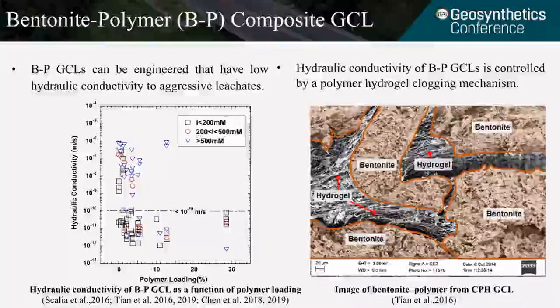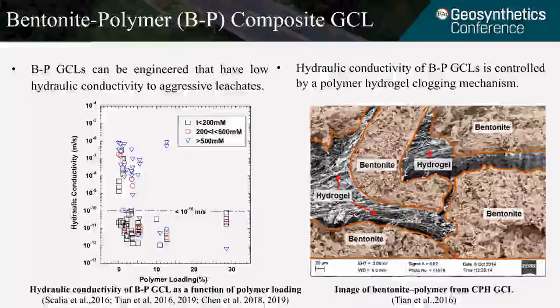The left figure shows the hydraulic conductivity of BP-GCL as a function of polymer loading for different types of leachate. I group the leachate based on ionic strength. It can be less than 200 millimolar, all the way to higher than 500 millimolar. In general, we see a trend that as the polymer loading increases in the BP-GCL, the hydraulic conductivity can stay lower than 10 to the negative 10 meters per second, and the permissible polymer loading is roughly about 5%.